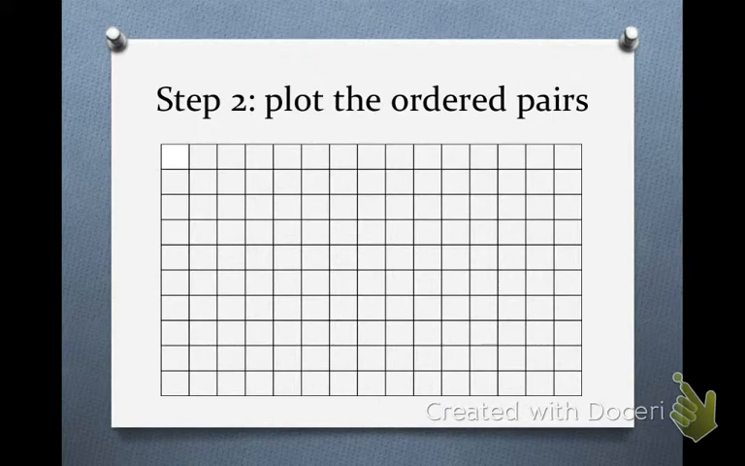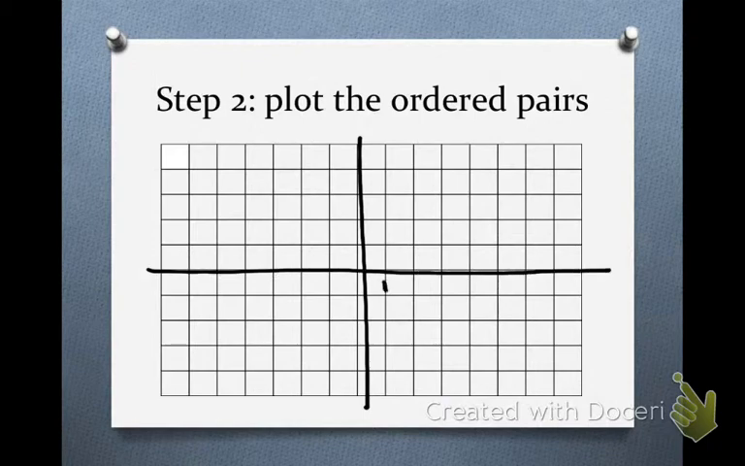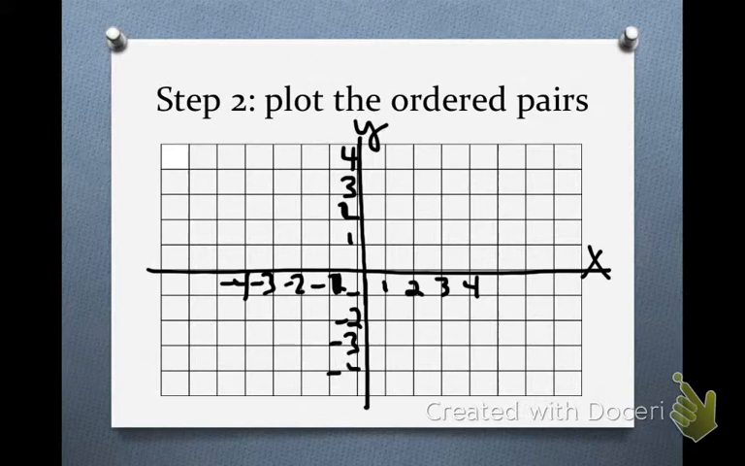So on my graph paper, I'm going to make my coordinate plane, and then I need to graph those points. We have, these are positive numbers, 1, 2, 3, and 4. Opposite is negative, -1, -2, -3, -4. Going up on the y, so that was my x. Going up on my y is 1, 2, 3, 4. Going down on the y is -1, -2, -3, -4.